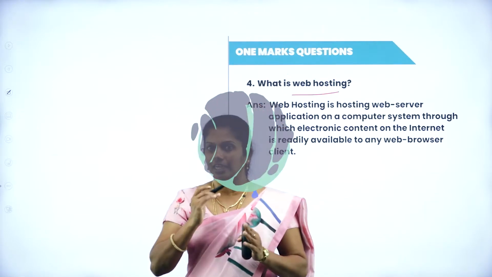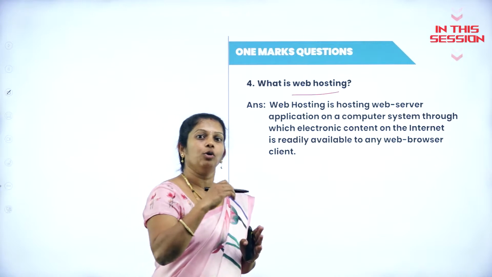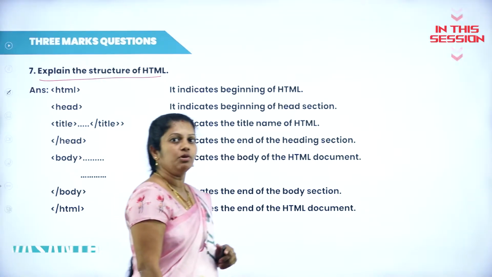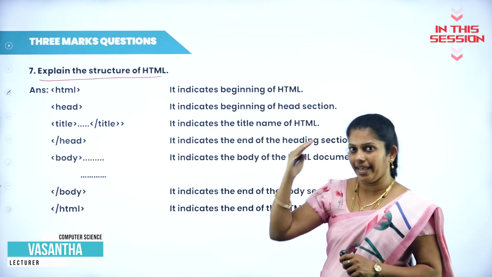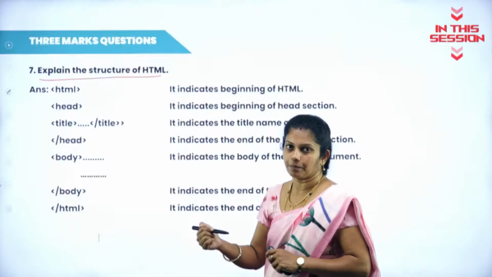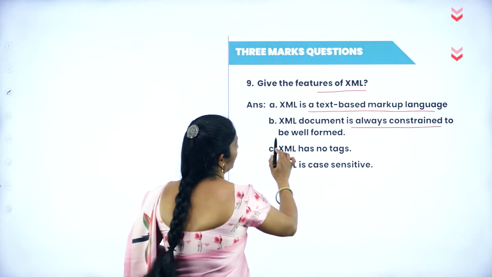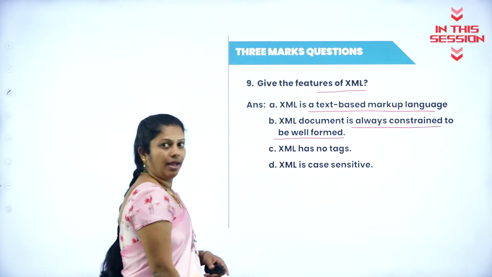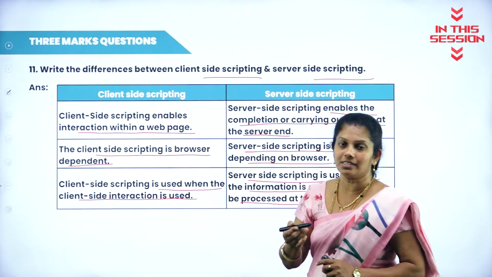If you want to make that program work on the internet, in that case, we have to launch your program. When we come to the structure of HTML, HTML contains two parts: one is the head part and one more is the body part. And an XML document is always constrained to be well formatted. And the server is the one who always provides services to the client.